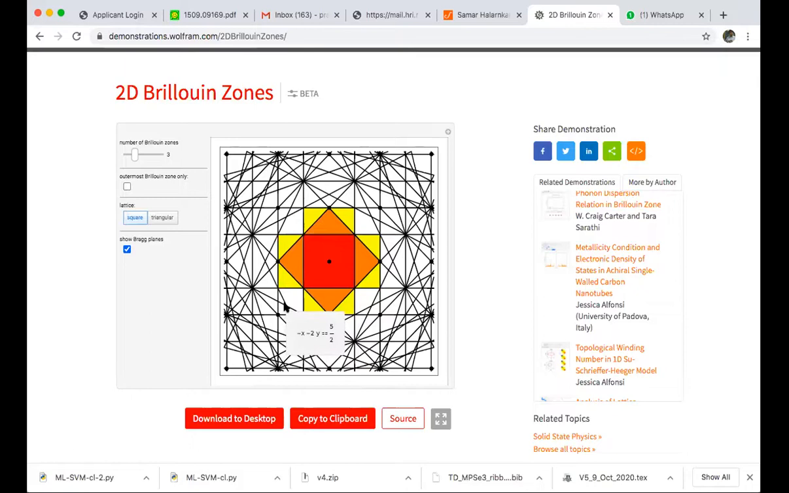So this line, for example, would be the bisector of the vector from the origin to this point. So you start from the origin, connect to all reciprocal lattice points, and then draw their bisectors. So those are the set of Bragg planes, and there are an infinite number of them. Yeah, I just thought that because for the first two zones, the Bragg planes sort of coincide with the boundary of the zone.